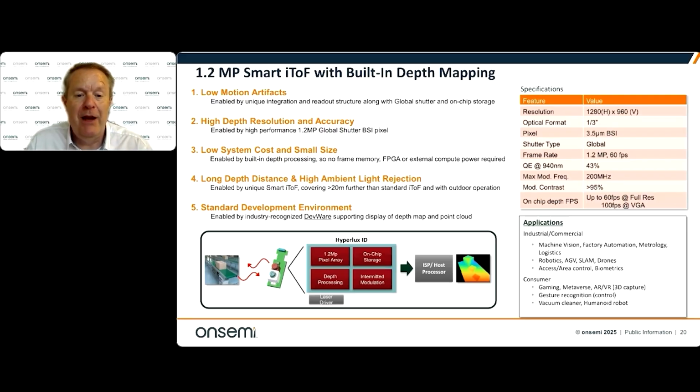As you see down below here, this Hyperlux ID has this on-chip storage and this ability for this intermittent modulation, which is smart iToF, by the way, all on the chip. So from the outside, it's all done for you. So low cost, small system, and small sockets. Long depth distance, so keeping that accuracy over distance. And actually, because of the way we do the determination of depth, we can also get down to very short distances as well. We've demonstrated down to about 5 centimeters, you can get excellent accuracy and distance as well.